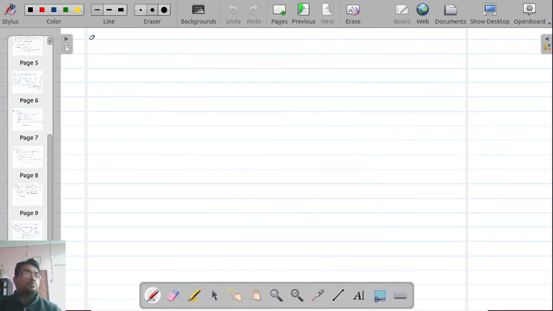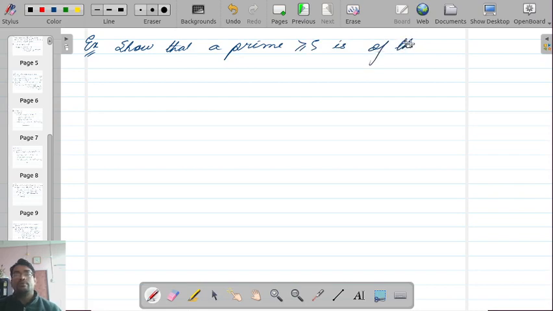Right, so these are a few applications of division algorithm. Right, so let us try some more. Show that a prime greater than or equal to 5 is of the form 6k plus 1 or 6k minus 1. It is of the form 6k plus 1 or 6k minus 1. Okay, if you have a prime number, right? So here you see we consider divisibility by 6.